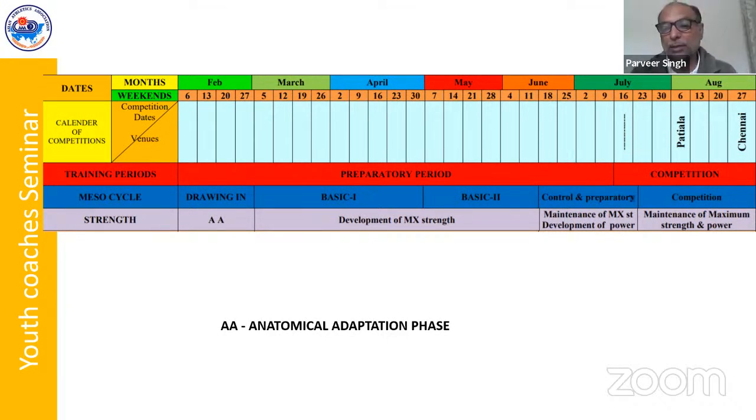Because in the first slide I mentioned that for a thrower, we need to develop explosive speed strength and maximum strength. And for development of maximum strength and speed, we need high loads. And we can't start training with high loads. Your athlete's musculoskeletal system is not ready for high loads. If we start with high loads or explosive workouts, it can cause injury. So we have to prepare our athlete for high loads, and that's why this phase is known as the anatomical adaptation phase.